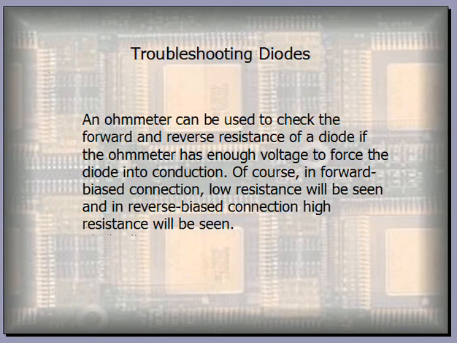An ohm meter can be used to check the forward and reverse resistance of a diode if the ohm meter has enough voltage to force the diode into conduction. Of course, in forward bias connection, low resistance will be seen, and in reverse bias connection, high resistance will be seen.